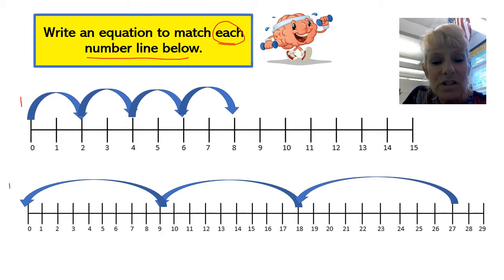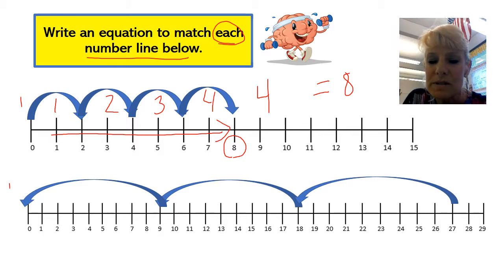Okay, first thing that I would notice is that you are getting bigger because my arrow is pointing to the right, and it means that I'm going to have something equal 8. All right, I also noticed the little jumps that were made. So there were 4 jumps made, and I am jumping over by 2's, which means 4 times 2 is 8 would be acceptable. I would also take 2 times 4 is 8.